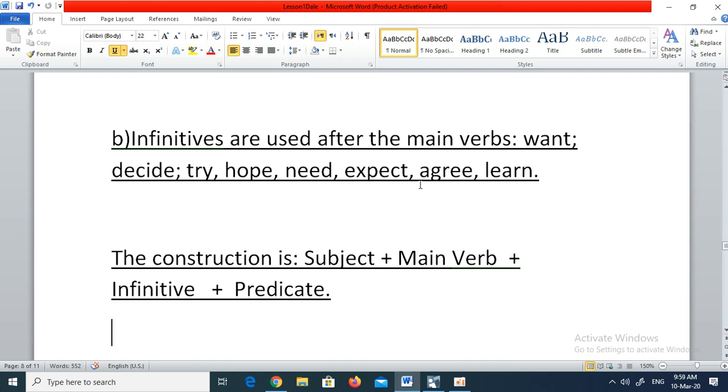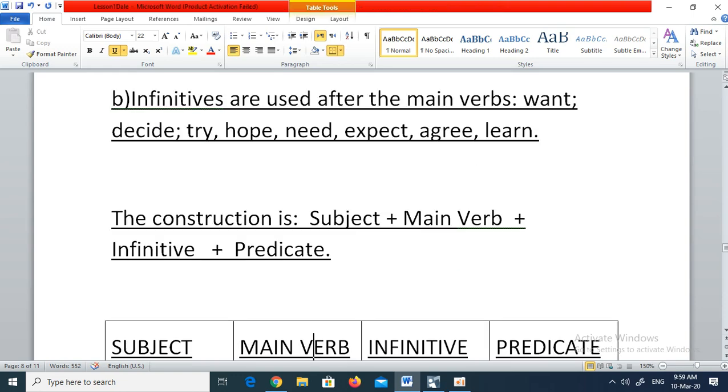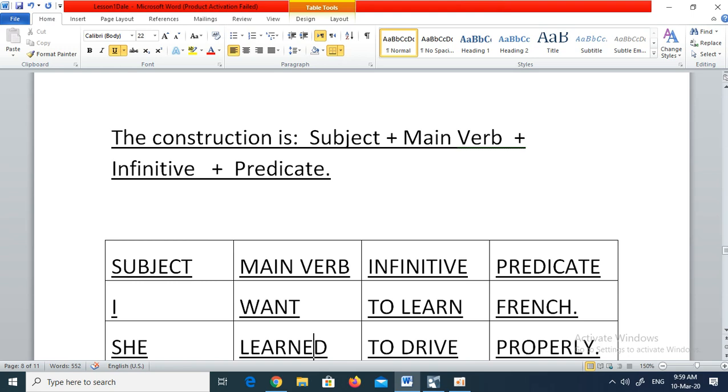It has 4 boxes only. So the first box is the subject. The second box is your main verb. The third box is the infinitive. And the fourth box is the predicate. Let us look at the table.